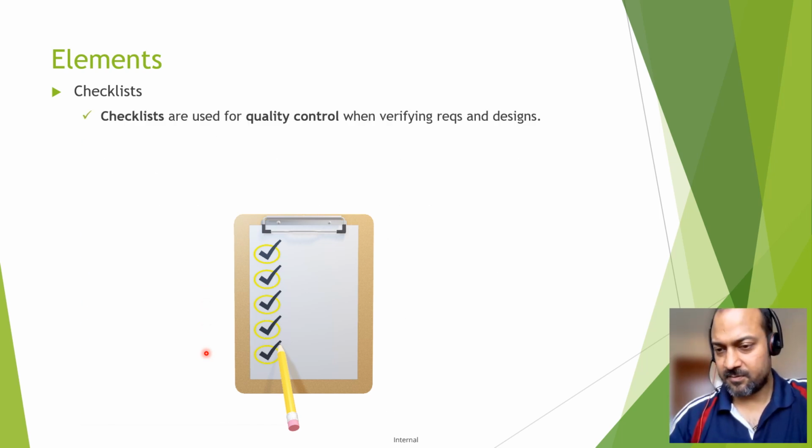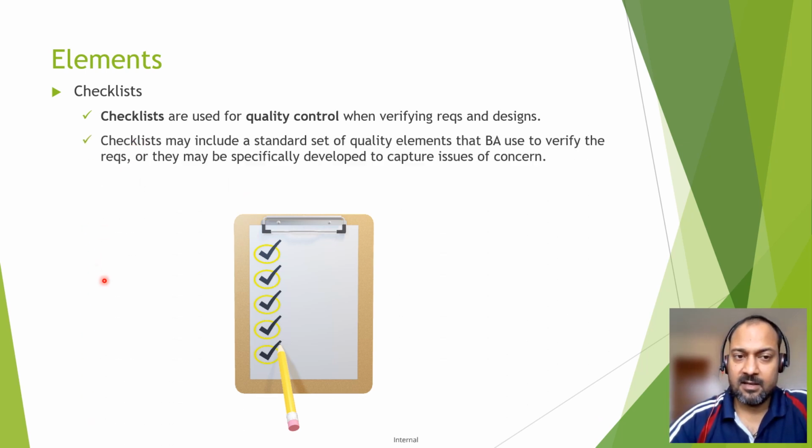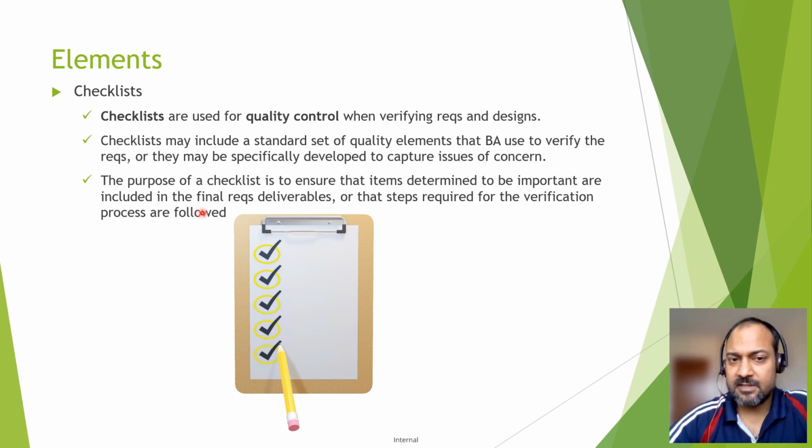So the first point for the checklist is that checklists are used for quality control when verifying requirements and designs. So that checklist itself is very important. Remember the points, and any question could come out of this. A checklist may include a standard set of quality elements that a business analyst uses to verify the requirements, or it may be specifically developed to capture issues or concerns. The purpose of a checklist is to ensure that items determined to be important are included in the final requirements deliverables, or that steps required for the verification process are followed.